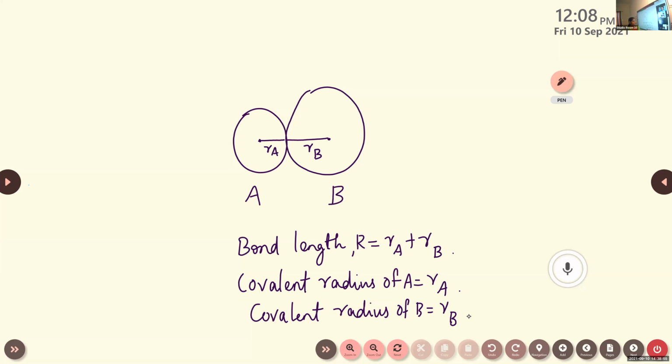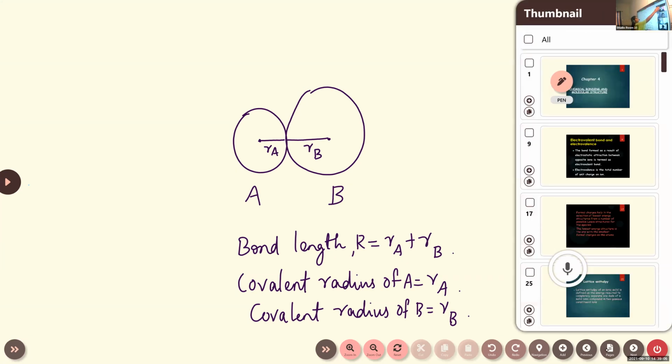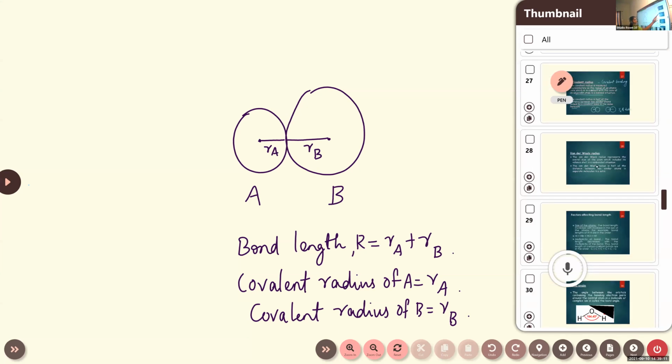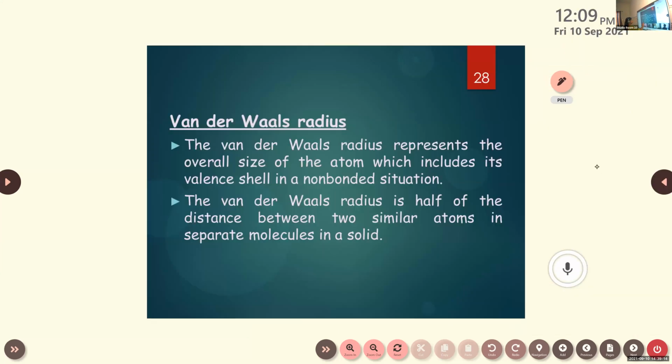This is clear, children? Yes, okay. Then we are moving to the next one, that is van der Waals radius. Okay, next one is van der Waals radius.